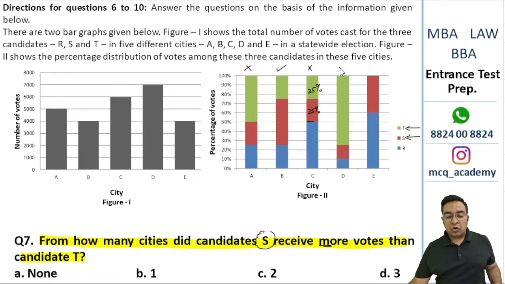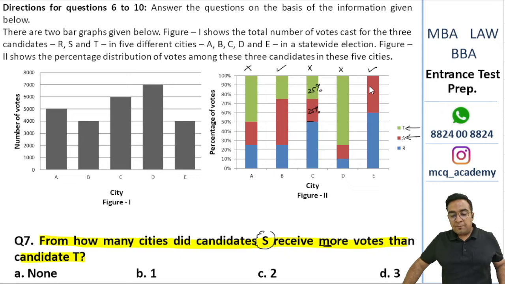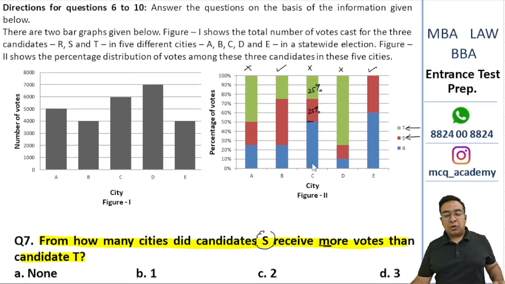Again D is not to be taken into account, but E is to be taken into account because here 0% votes are going to T. Therefore, S has got a larger number of votes than T, and therefore E is to be taken into account. So the total number of cities wherein the number of votes cast to S is more than the number of votes cast to T is option number C, that is 2.